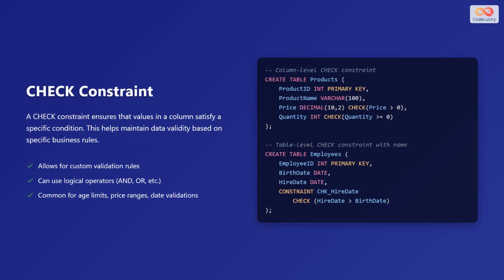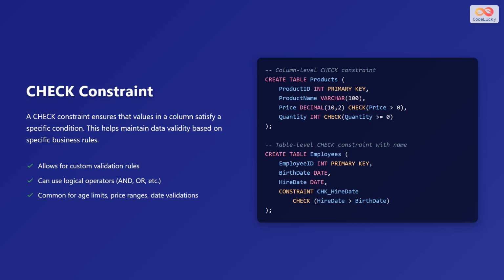A check constraint ensures that values in a column satisfy a specific condition. This helps maintain data validity based on specific business rules. It allows for custom validation rules, can use logical operators like and, or, and so on, and is common for age limits, price ranges, and date validations.